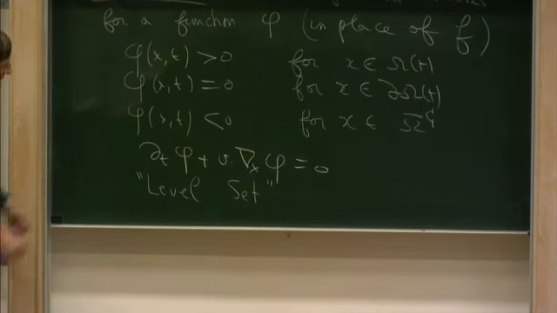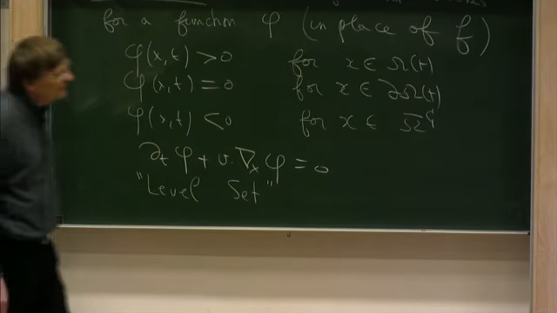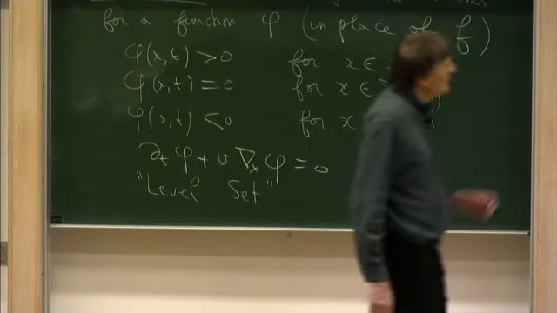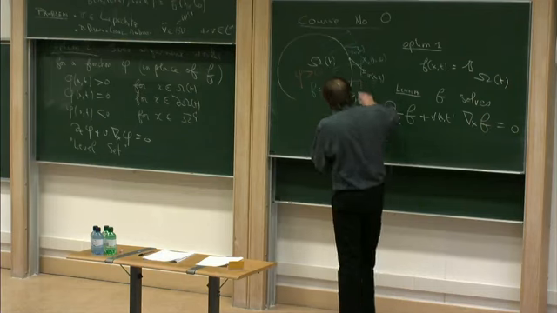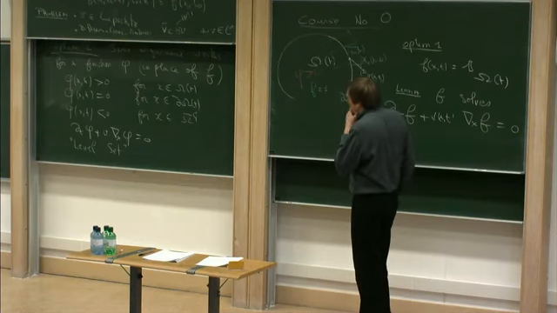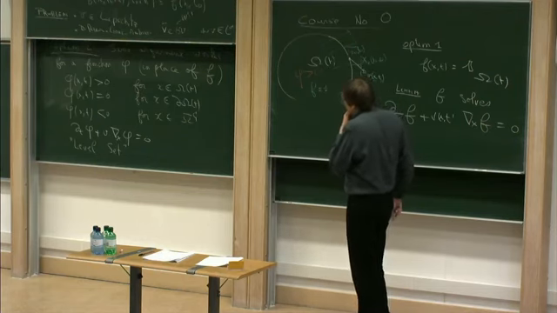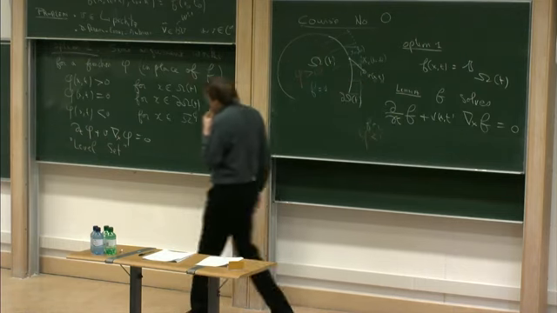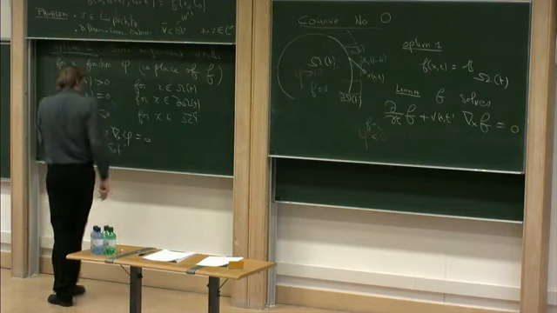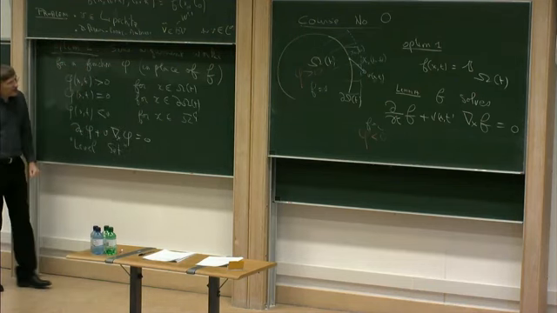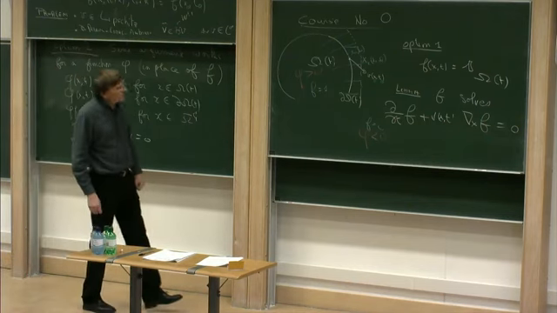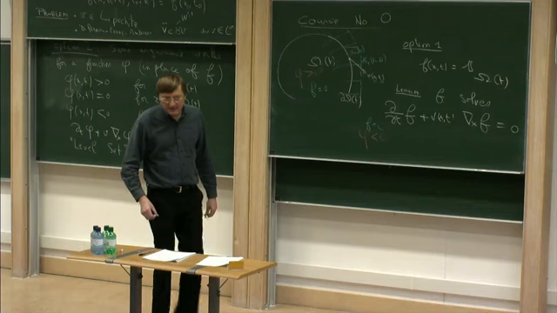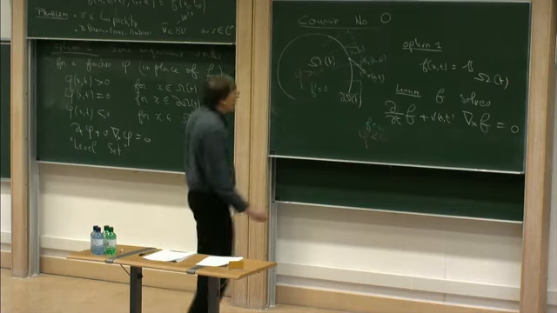And then you can go a little bit further and you can now say that, okay, but my interface is defined by the level where phi equals 0. So the gradient of phi is not anything. The gradient of phi is something which points out exactly in the normal direction.